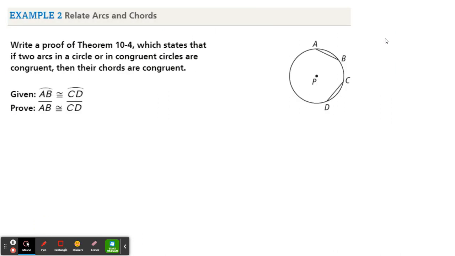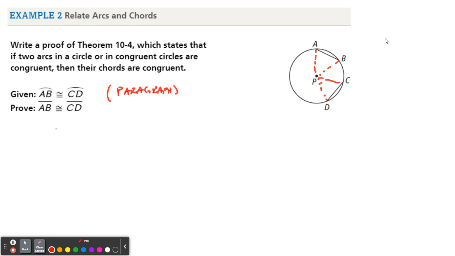Okay, so let's get after it right here. It says, write a proof of theorem 10.4, which states that if two arcs in a circle or in congruent circles are congruent, then the chords are congruent. So to do this proof, we're going to do what's called a paragraph proof. A paragraph proof is where you just write it in words. I'm going to create two triangles, and watch how I do it. I'm going to draw segments from P to A and P to B, and from P to C and from P to D.